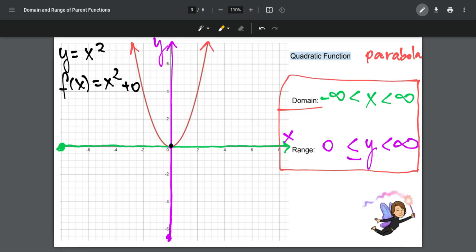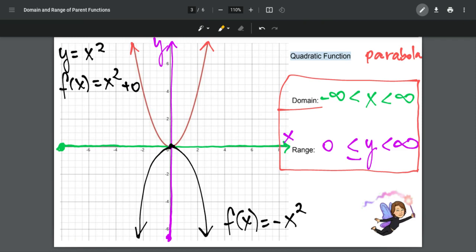Okay, so what would happen if I had a parabola like this? Oh, okay, wait a minute. That would be something like this. Would that still have the same domain and the range? Well, the domain would be the same, but the range would change. You tell me what it would be like. Yeah, it would stop at 0.